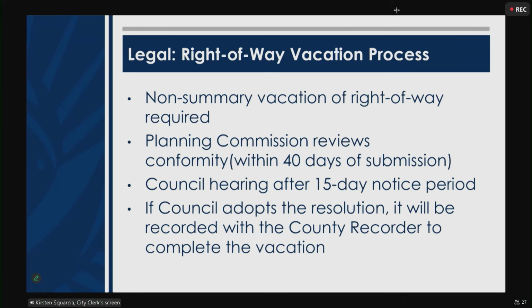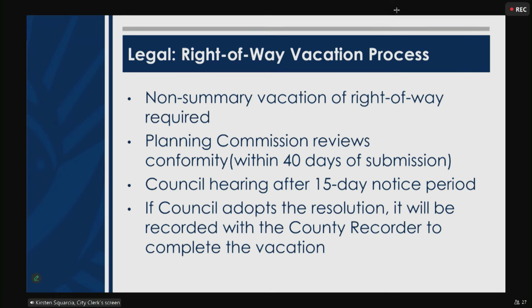There's typically 3 different ways that a right-of-way can be vacated. 2 of them don't apply to this project, so the one that we can apply is the non-summary vacation of right-of-way. That process would be started with seeking Planning Commission approval so that they can review conformity with the general plan. Typically, the Planning Commission has up to 40 days after submission for approval.